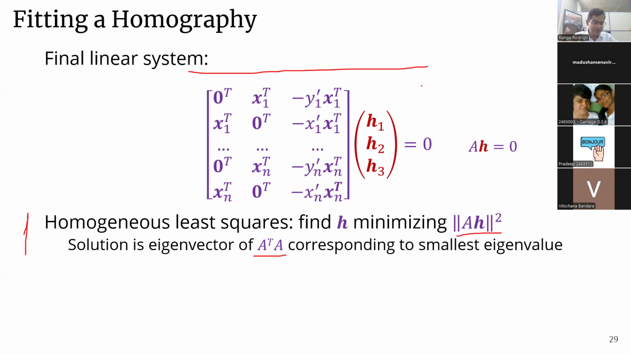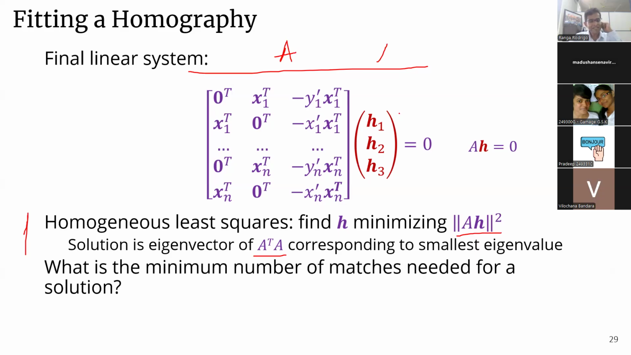If the right hand side is zero, you have to go for least squares, homogeneous least squares. In homogeneous least squares, the solution is obtained by forming the matrix A, then A transpose A. AH is equal to 0. The solution H is found by the eigenvector corresponding to the smallest eigenvalue.